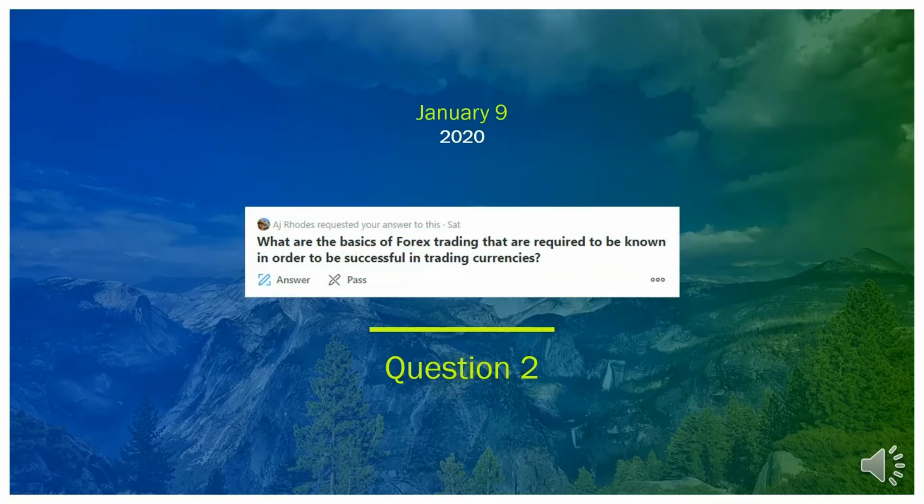What are the basics of Forex trading that are required to be known in order to be successful in trading currencies? The first thing you would need to master is the terminology. What is a pip, and what is the difference between the bid and ask price, what is swap or a stop loss? If you don't know the terminology, it will be very difficult to trade on any trading station like MT4.